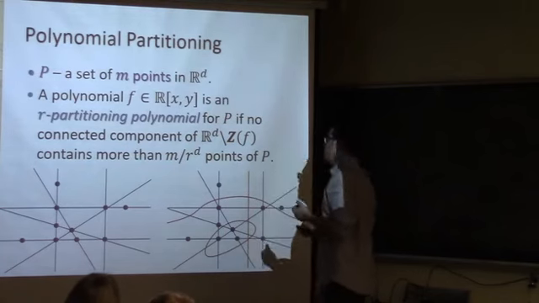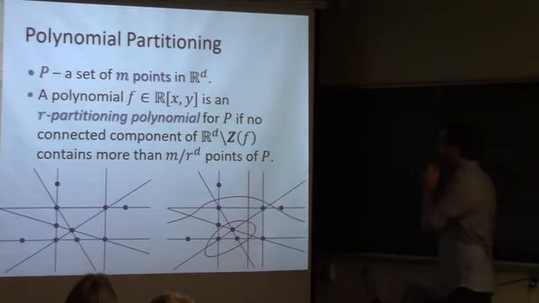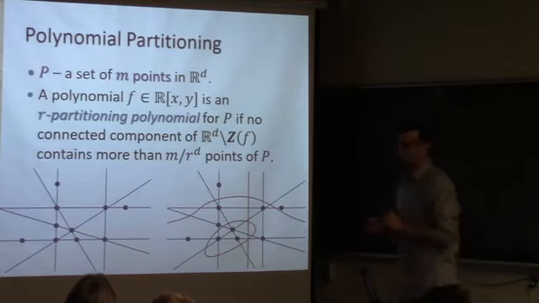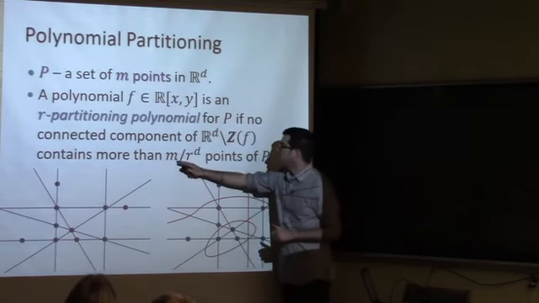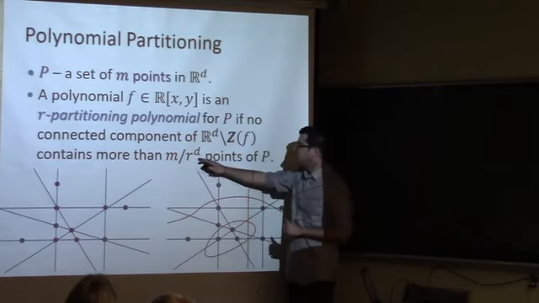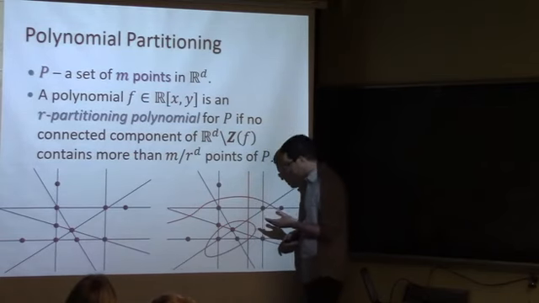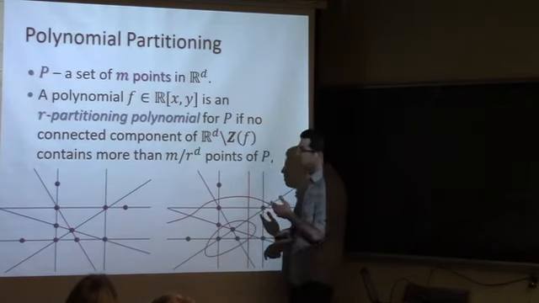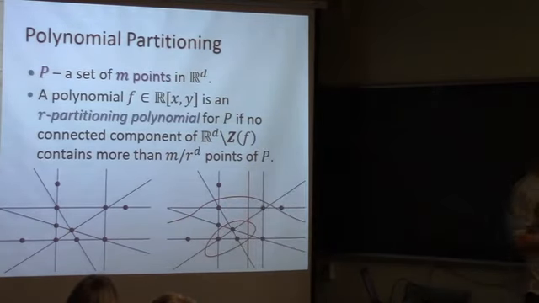And we're going to say that our polynomial f is an R partitioning polynomial, like in blue there, if no cell contains too many points. What's too many points? If no cell contains more than m, the total number of points, over R to the d. R is from the definition. Here I think no cell contains more than 3 points. It doesn't matter what the numbers are, it just matters that a good partition is a partition where the cells have a bounded number of points in them.